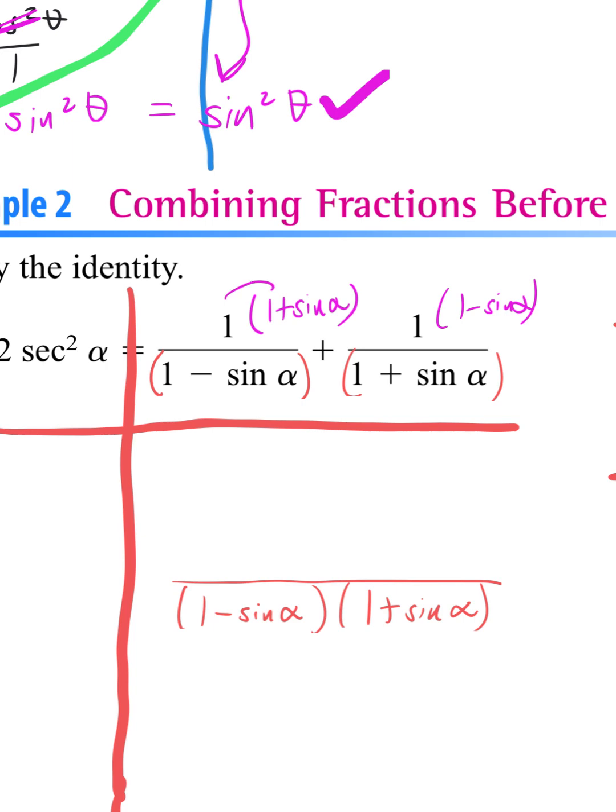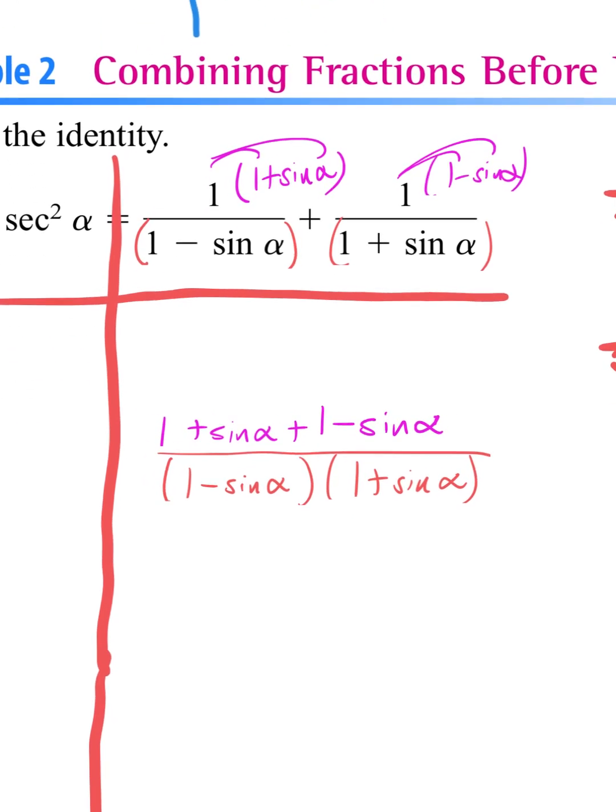1 times 1 is 1. 1 times sine alpha is plus sine alpha. Plus 1 times 1 is 1. And 1 times negative is minus sine alpha. Everybody with me? Okay, I know there's words in here, but the math is still mathing. We're going to combine like terms.